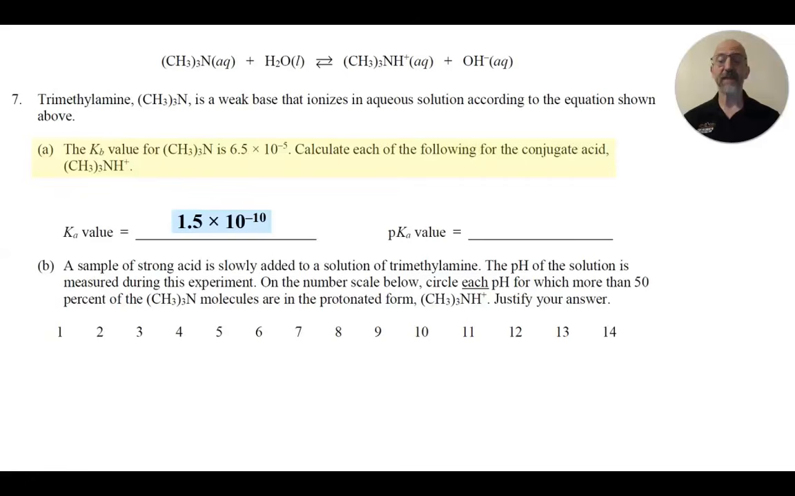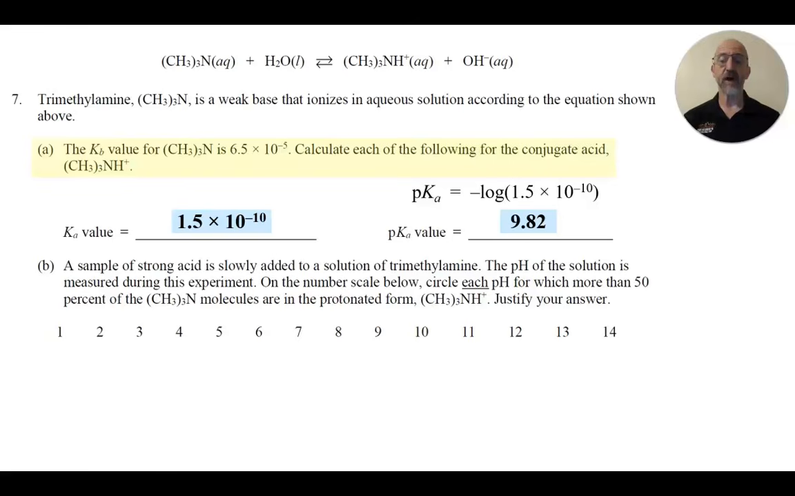Now we have to find the pKa value for the conjugate acid, the trimethylammonium ion. But we have the Ka value, so all we have to do is take the negative log of the Ka to get the pKa value. So what is the negative log of 1.5 times 10 to the negative 10? Well, that works out to be 9.82. And so now that we know the pKa value for this conjugate acid, the trimethylammonium ion, we are prepared to do a comparison between the pH of the solution and the pKa value for this acid.